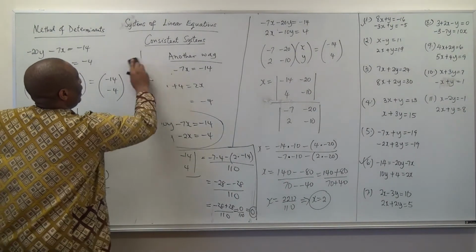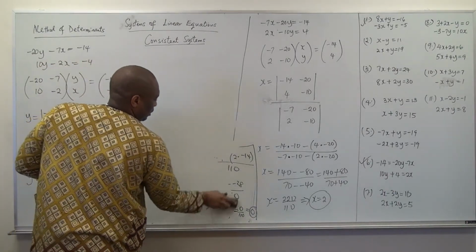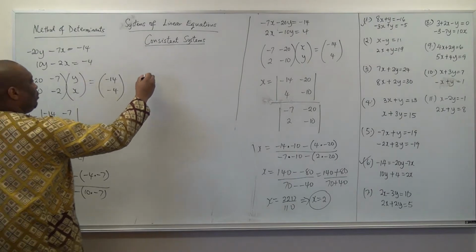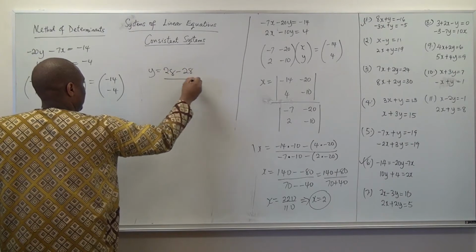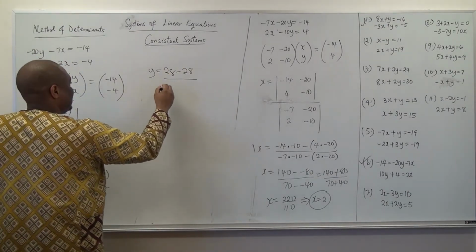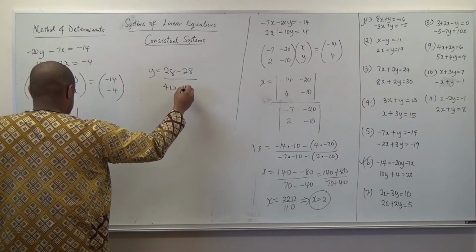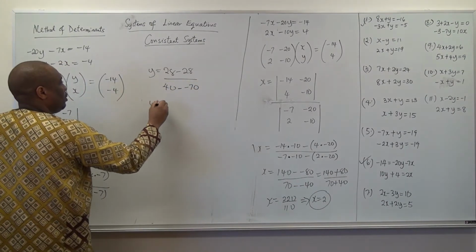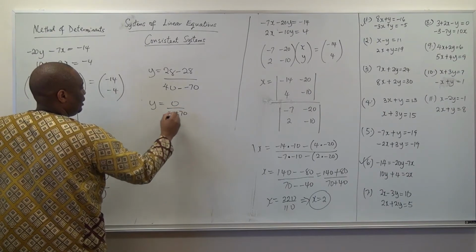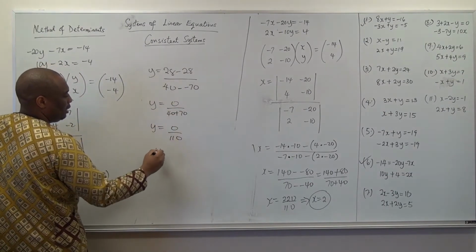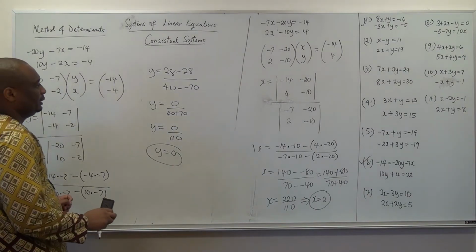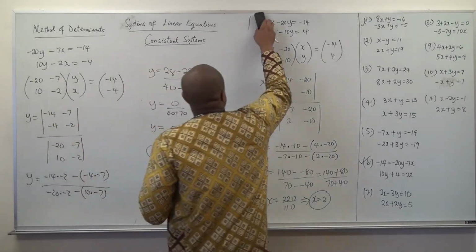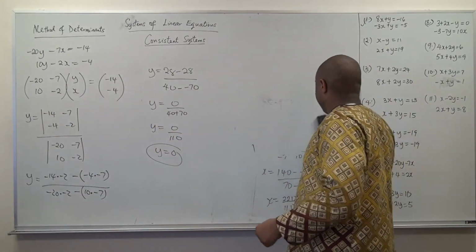So, if we finish that, we now see that y will now be 28 minus 28 all over negative 20 times negative 2 is 40 minus negative 70. So y will be 0 over 40 plus 70. Y will be 0 over 110 and y will be 0. Just like what we got for y in the other. Yes. Okay? Then you can now find your x. It's pretty easy.